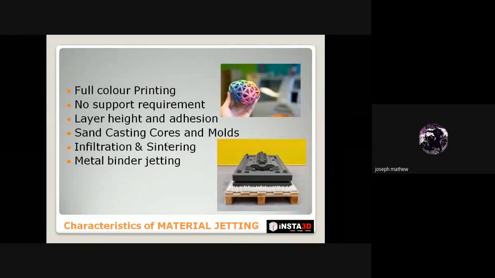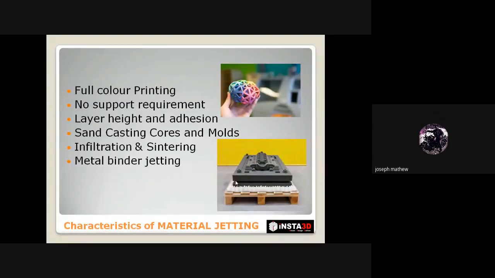And once the parts are 3D printed using this process, it involves very little post-processing. In the case of sand casting cores and molds, you can see the image shown here. This is a sand casting core and mold, which is printed out of a 3D printer. This requires no post-processing at all. There are no support structures developed during the process, and hence the post-processing required is very, very little.